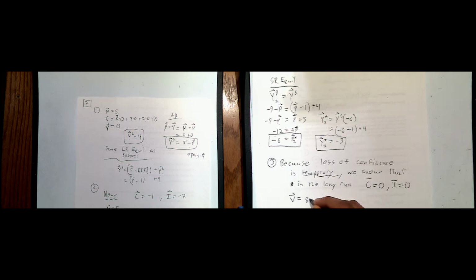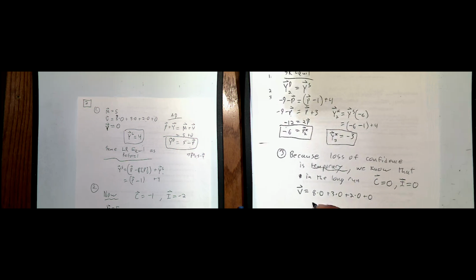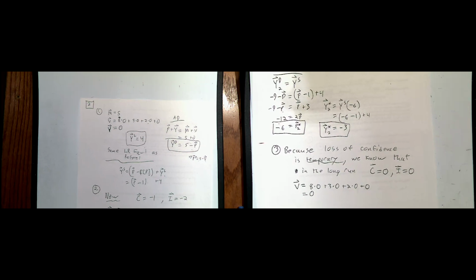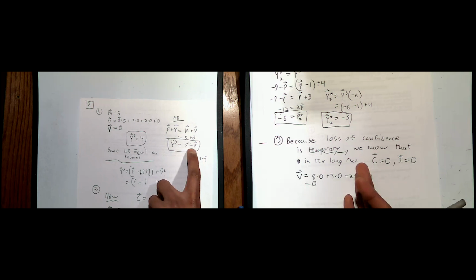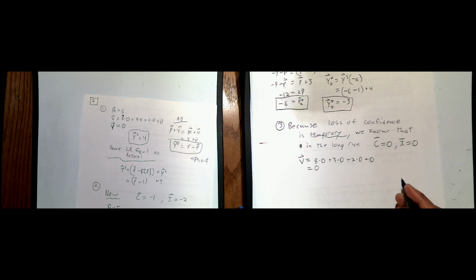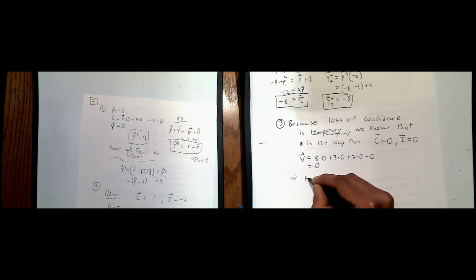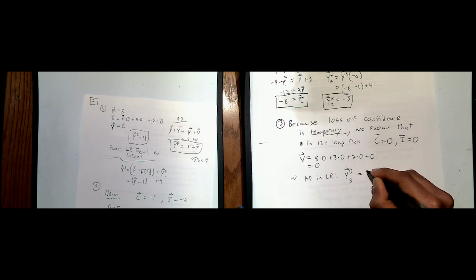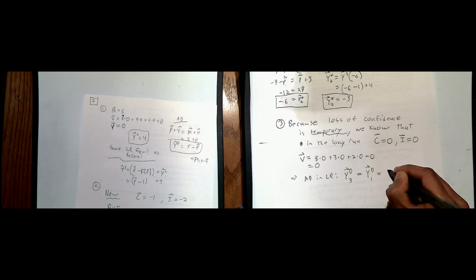So the velocity will go back to being 8 times 0 plus 3 times 0 plus 2 times 0 plus 0, which is 0, right? So in the long run, what's the AD curve? It's what it was before, right? It's the same thing here, right? Because the velocity is the same, growth rate of money supply is same, and so AD in the long run is the same. So our new latest AD curve is just the same as our first AD curve, which is 5 minus p.